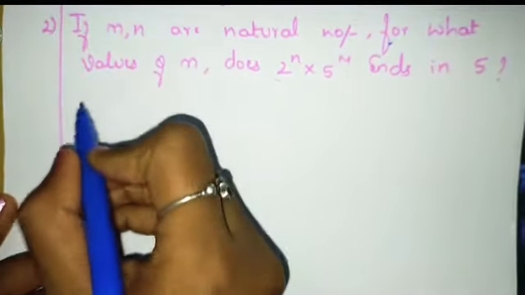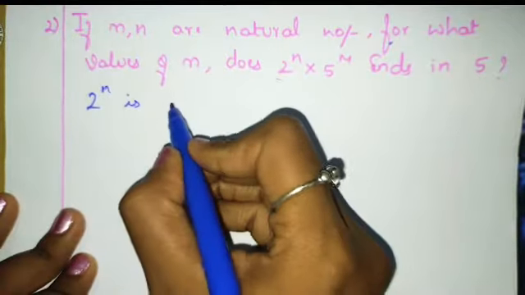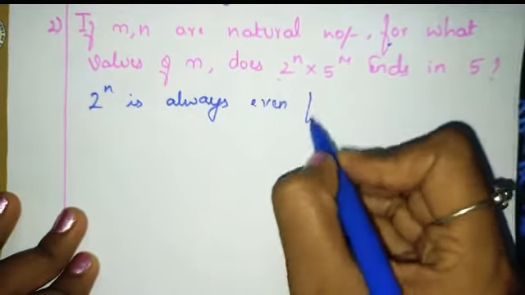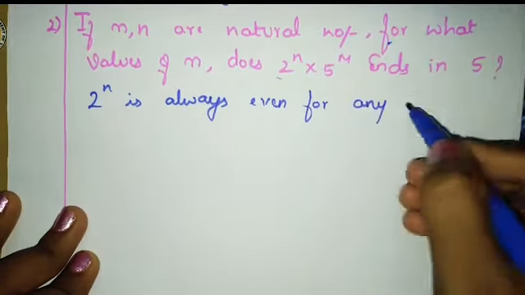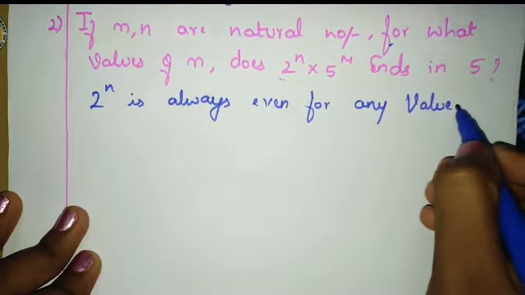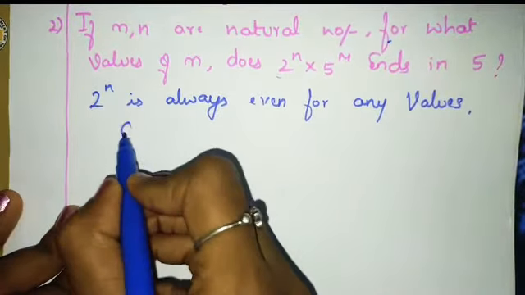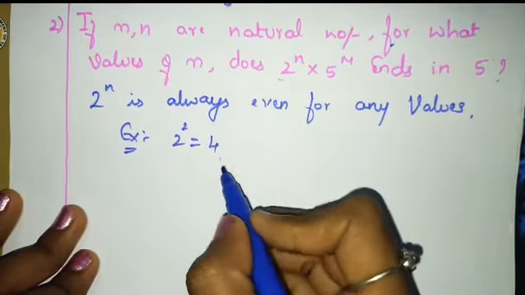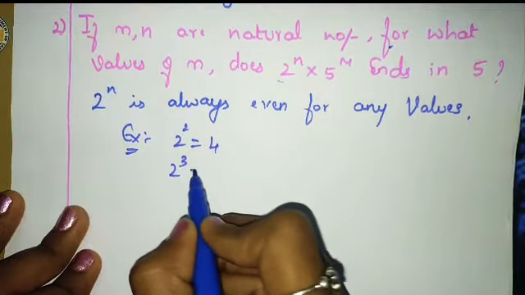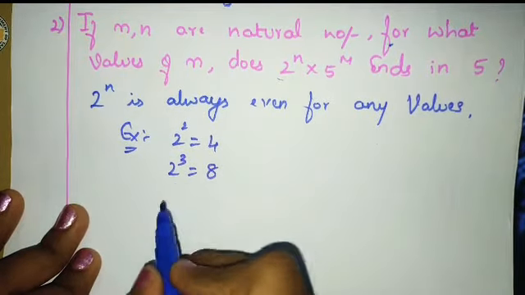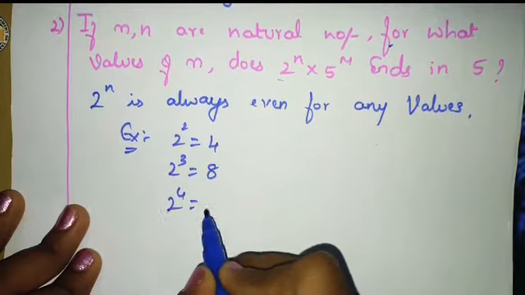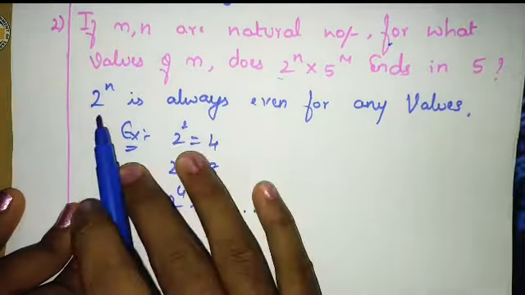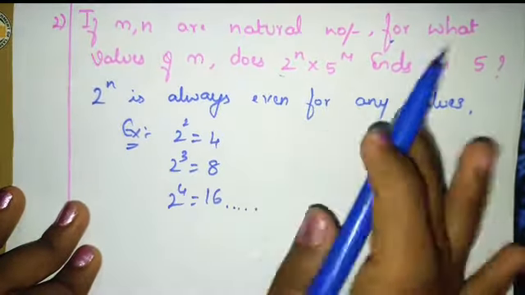So now 2 power n is always what? It's always even, for any value. If you take any value, 2 power something will be an even value only. Okay. So for example, if you take 2 square, what is 2 square? 4. 4 is an even number. Then 2 cube. 2 cube is what? 8. 8 is an even number. Then 2 power 4 you take. It is 16. It is also an even number. Like this it goes. So 2 power n is always even for any values.